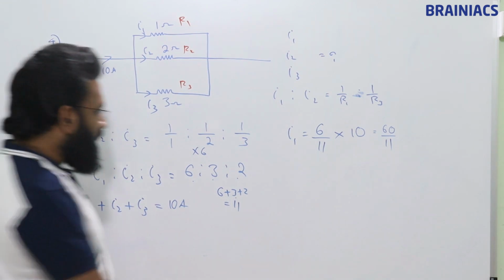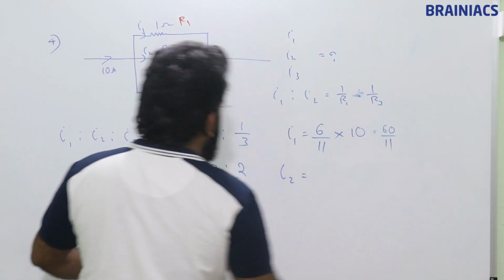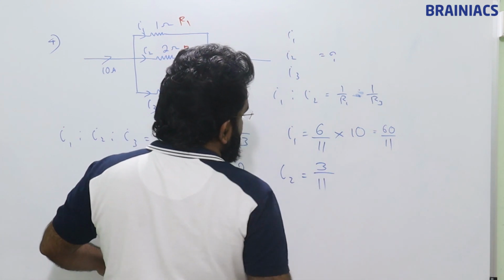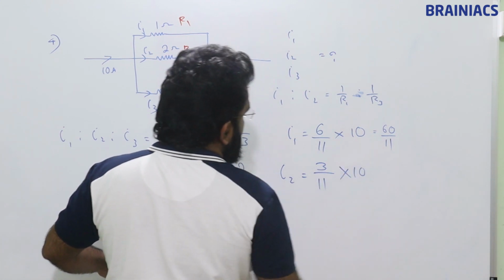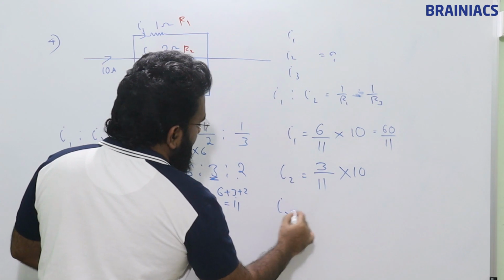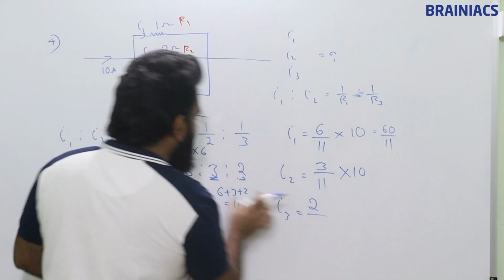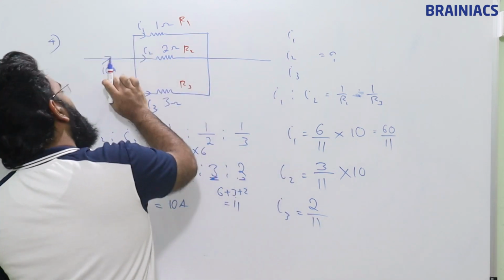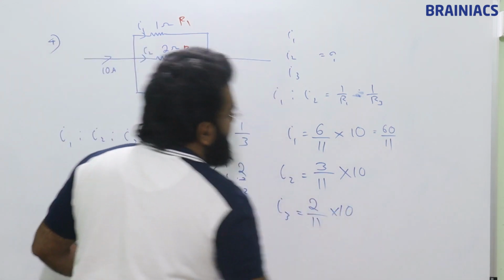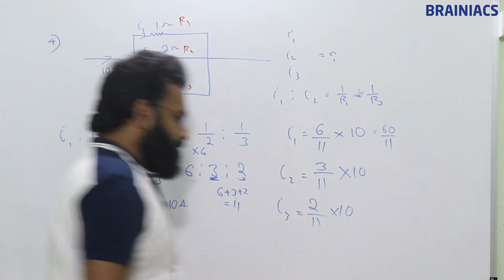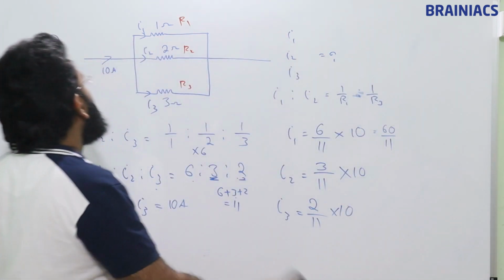Clear? I2. If I take I2, what is the ratio of I2? 3. 3 divided by total into 10. This is I2. I3 is for how much? The ratio is 2. 2 divided by the total of the ratio, 11, into 10. This is the answer. Clear? Note it down.